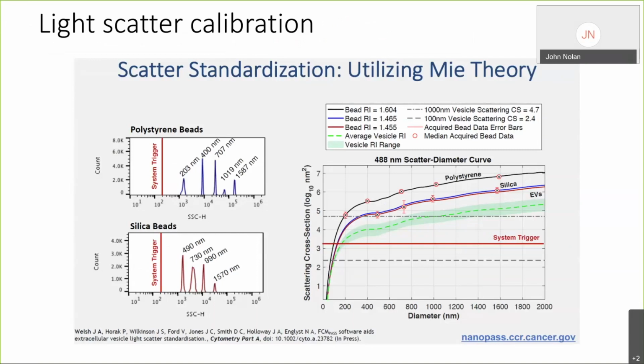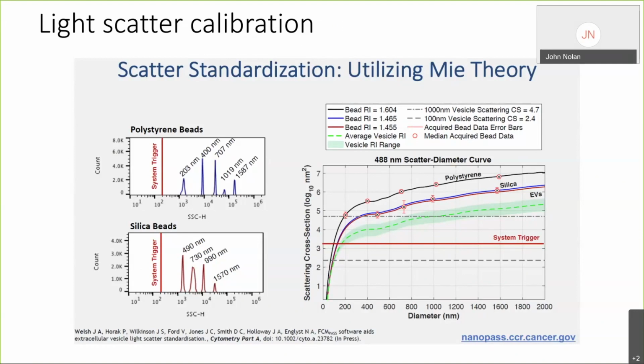A few words on light scatter. Light scatter is more complicated than fluorescence. And the reasons for that are that light scatter intensity depends not only on the size of the particle, but also on the wavelength at which you're interrogating it, the angle at which you're collecting the light, and perhaps most importantly, the refractive index of that particle.